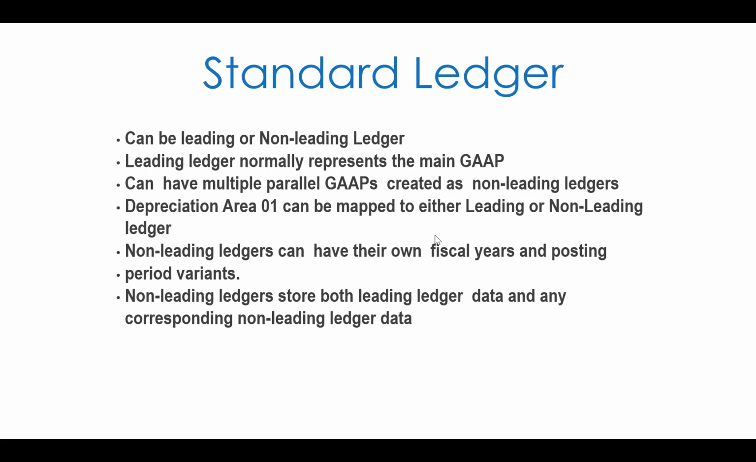And that's one of the differences between asset accounting in S/4HANA and asset accounting in ECC, is that you actually have the flexibility of assigning your main depreciation area to either the leading or the non-leading ledger. In ECC, you could only assign it to the leading ledger. The non-leading ledger can have its own fiscal year and posting period variant. And the non-leading ledger stores both the leading ledger data and any corresponding non-leading ledger data.